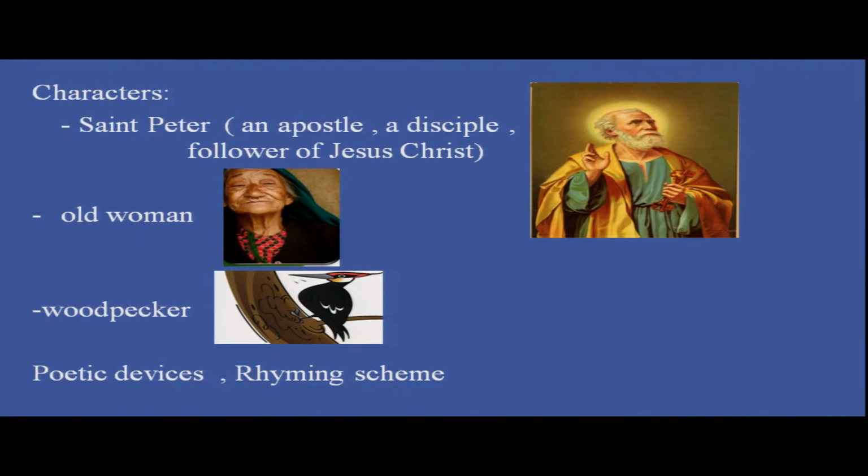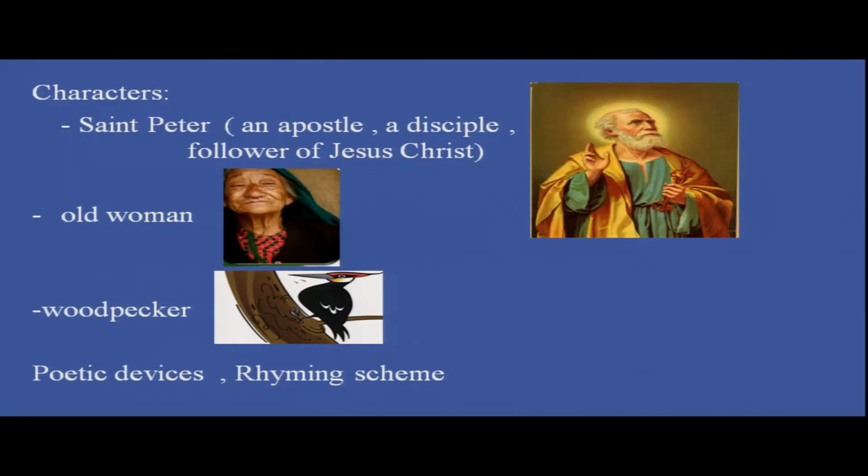Now, as I said, this is a story. So, we also have to know what are the characters in this. We have to read about the character Saint Peter. Who is Saint Peter in this poem? He is an apostle, a disciple, a follower of Jesus Christ. And you'll find another character, that is old woman here. And there is another character, that is woodpecker. And it's quite interesting to read this poem because you also get some very important message through this poem. We'll also be discussing the poetic devices, the rhyming scheme, the rhyming pair, and all the other devices.